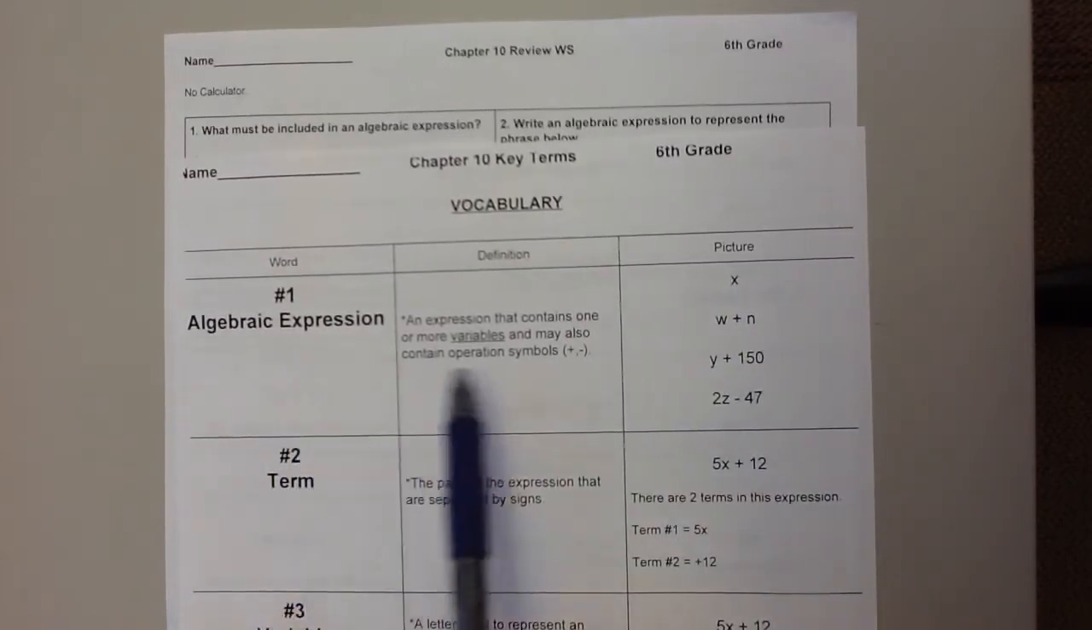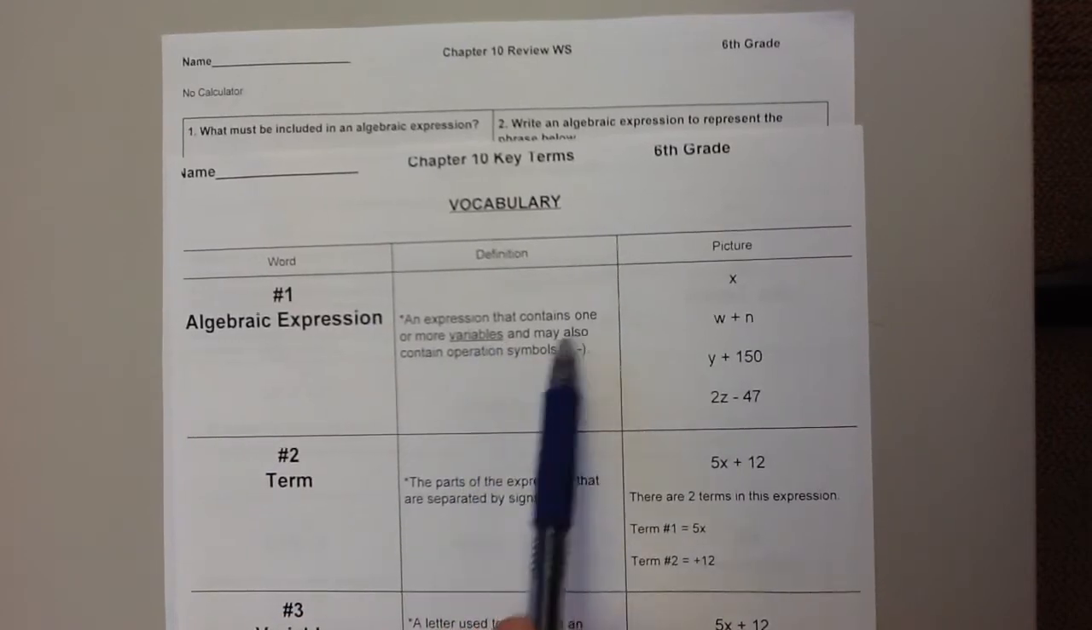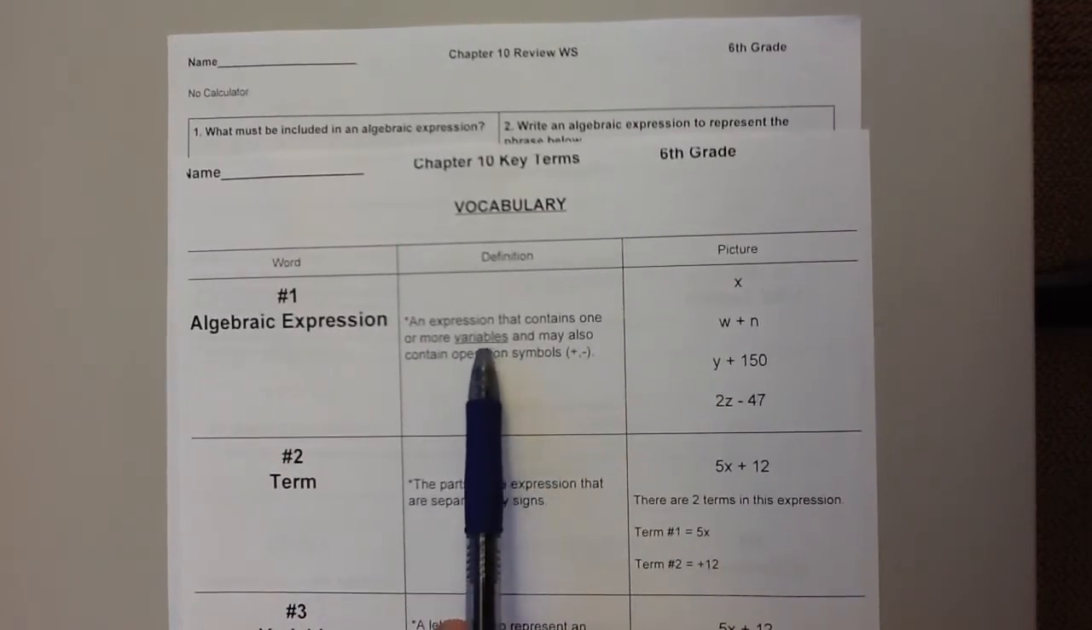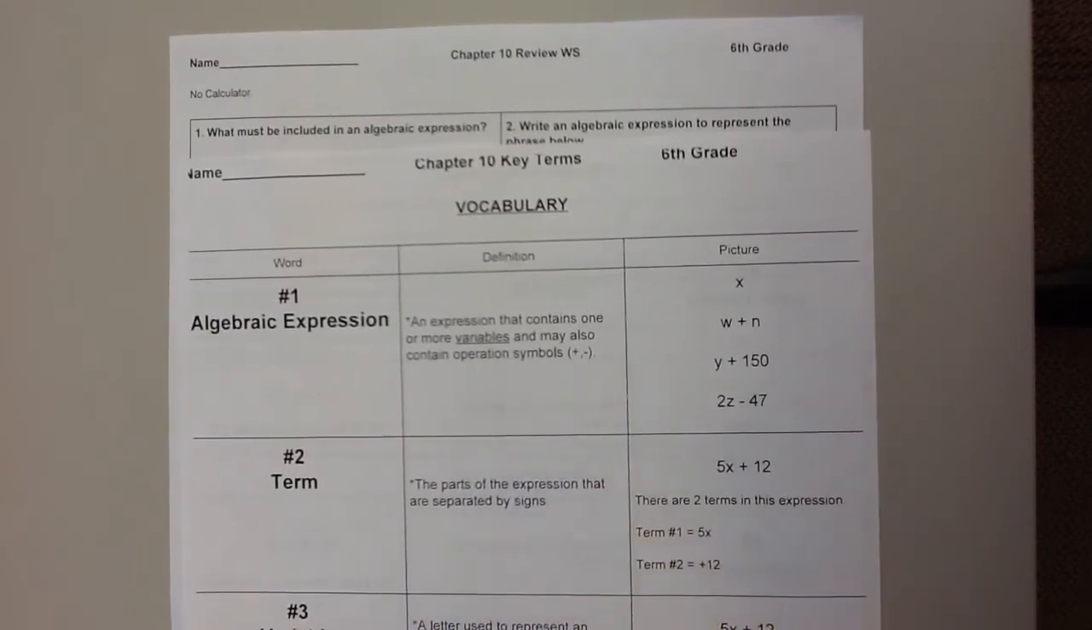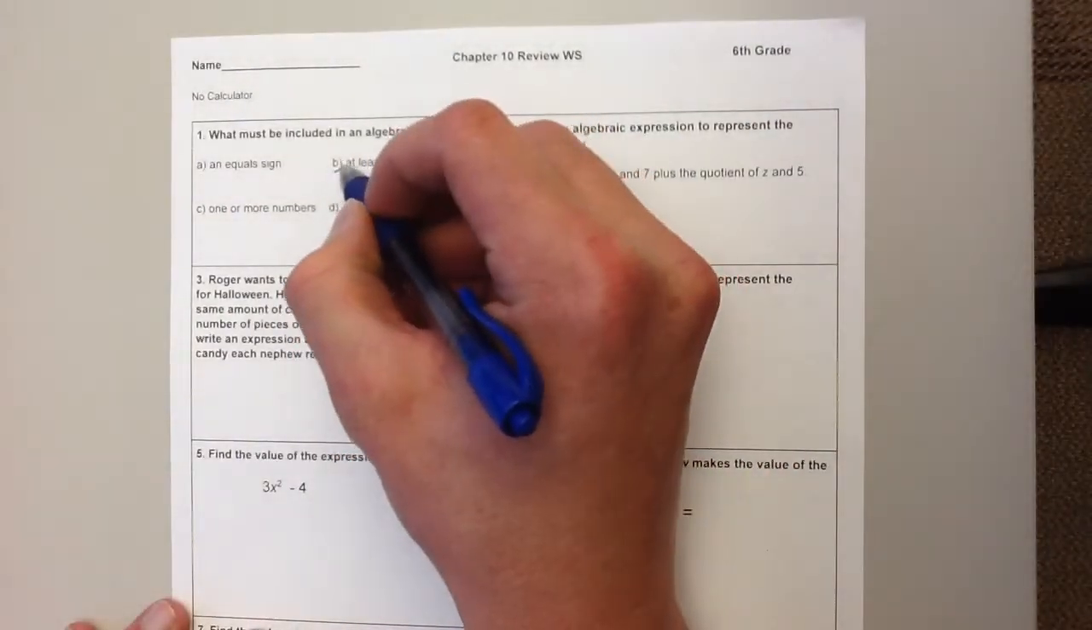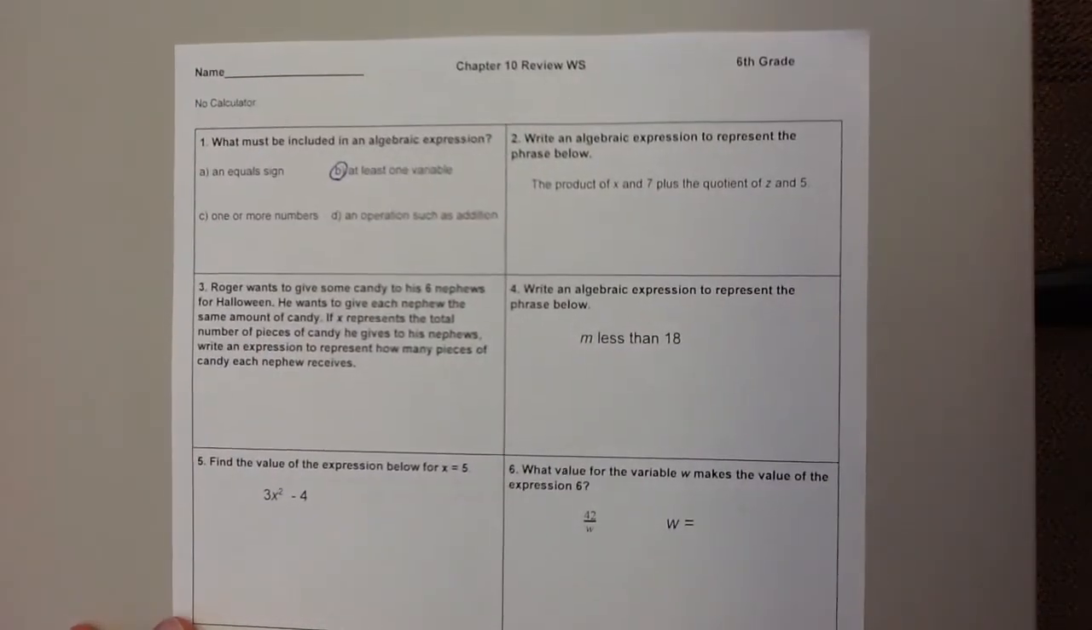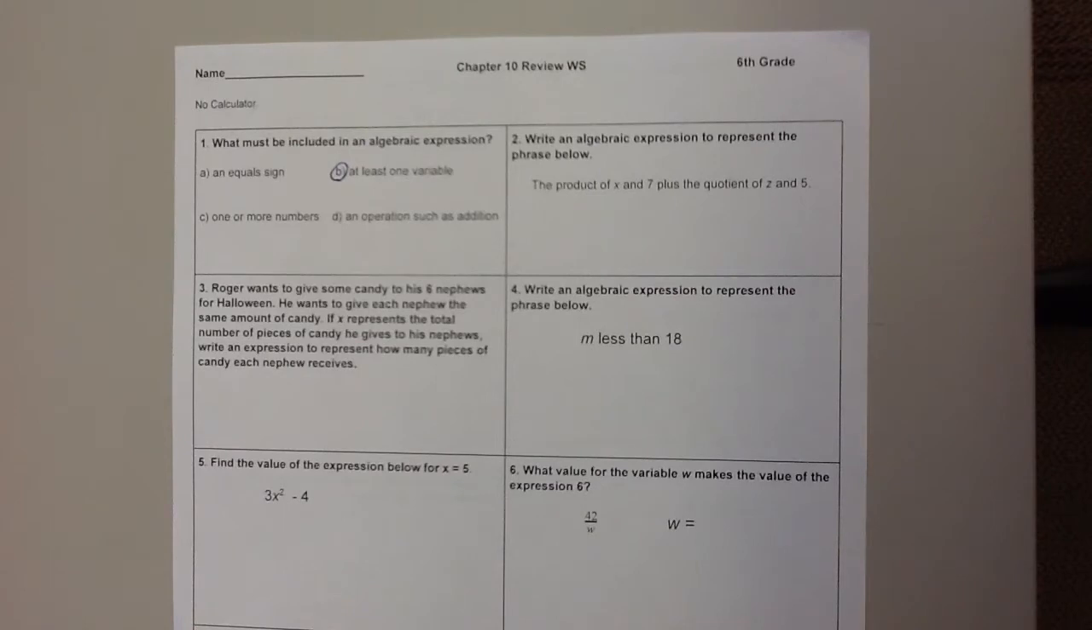An algebraic expression is an expression that contains one or more variables and may also contain operation symbols like plus or minus. But to be an algebraic expression, it must have at least one variable, at least one unknown. So number 1 is B.